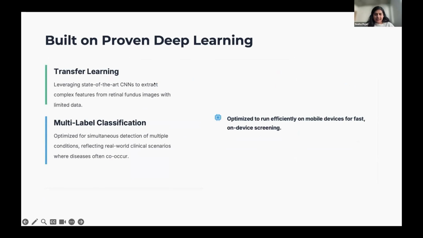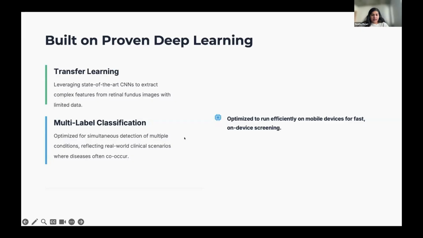Yeah. So let's talk about the intelligence behind Peekaboo. At the core, we use modern CNNs to extract meaningful features from the retinal fundus images, which is basically a picture of your eye. And it identifies the patterns which are associated with specific diseases. We've designed the system as a multi-label model, which means that it can detect multiple conditions at once. This is important because in real clinical settings, patients often present with more than one issue simultaneously.